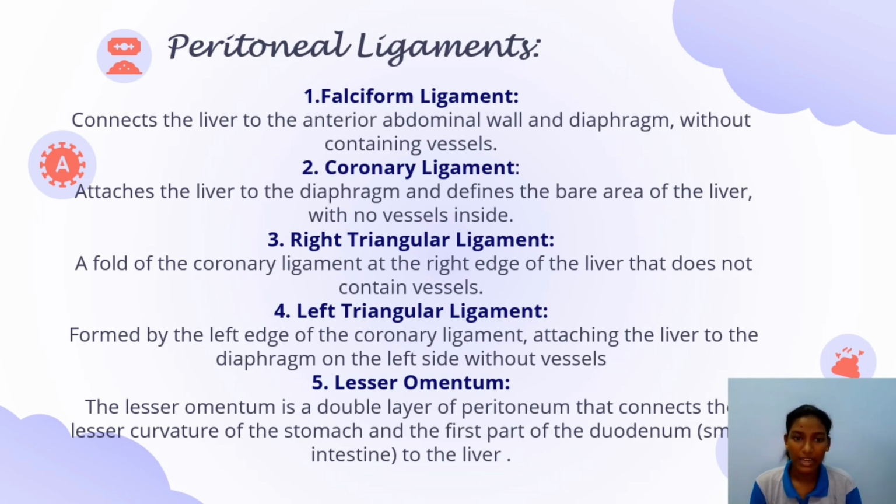The right triangular ligament is a fold of the coronary ligament at the right edge of the liver that does not contain vessels. The left triangular ligament is formed by the left edge of the coronary ligament, attaching the liver to the diaphragm on the left side without vessels. Lesser omentum. The lesser omentum is a double layer of peritoneum that connects the lesser curvature of the stomach and the first part of the duodenum, small intestine, to the liver.